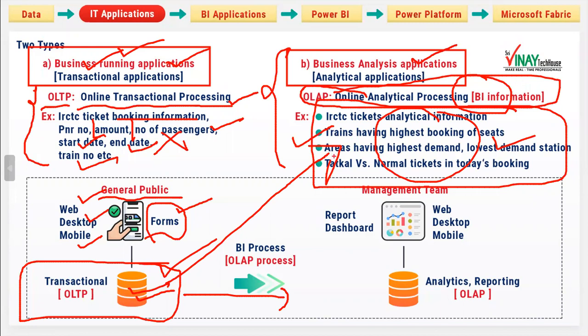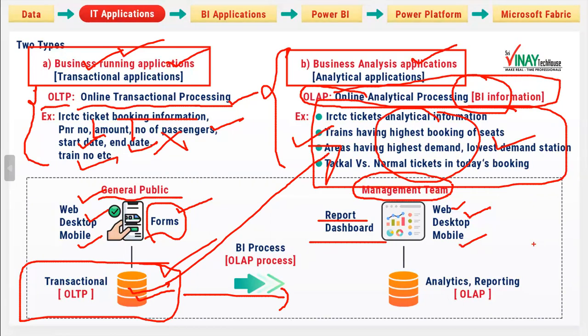But how do we present this information? This information is presented by using a report or dashboard. Who will use it? The management team or a high-level team, whoever participates in the analysis. But how many ways do they see the information? Via web, via desktop and mobile.